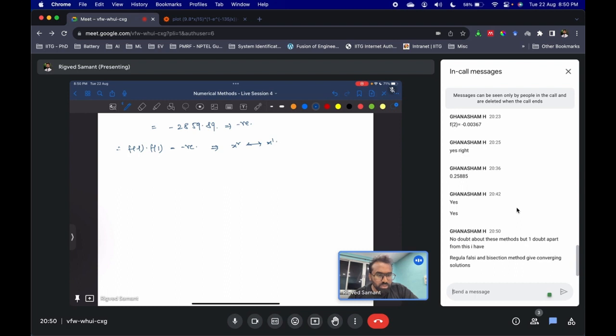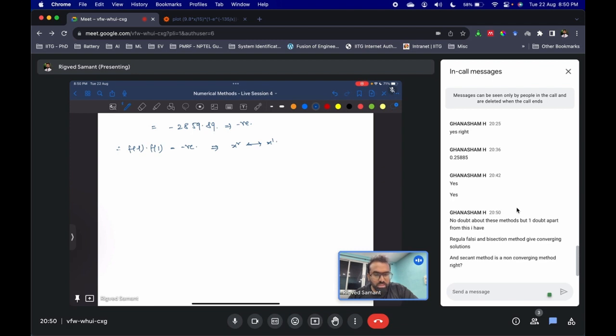Regula-Falsi and the bisection method give converging solutions. Yes, they always will, since you are using a bracketing method, right? The secant method will work faster, but it might lead to non-convergence in special cases. All are convergent methods, but it depends on the function you are considering. If the function has a discontinuity, the secant method might not converge. So by seeing the error term, you can see that the error is haphazardly increasing.